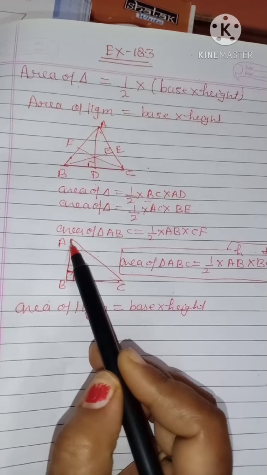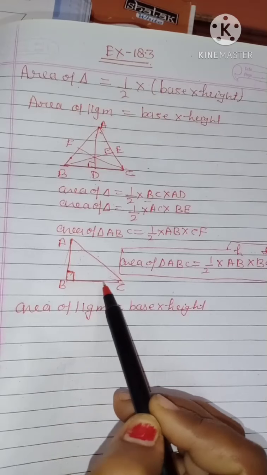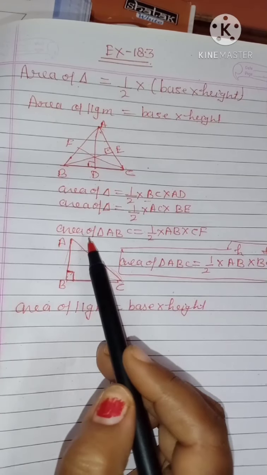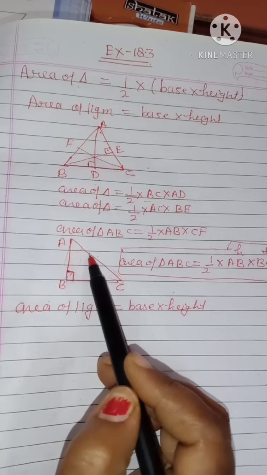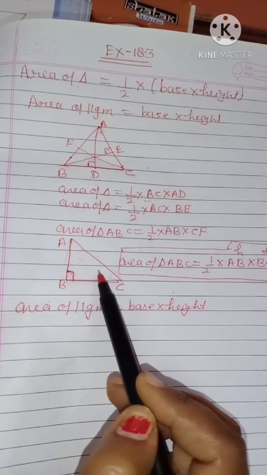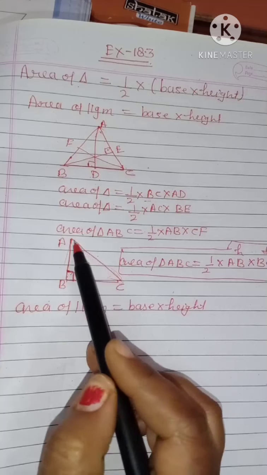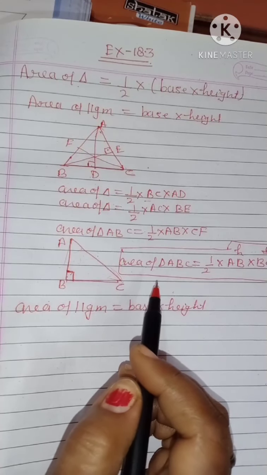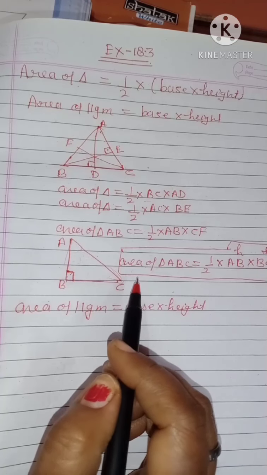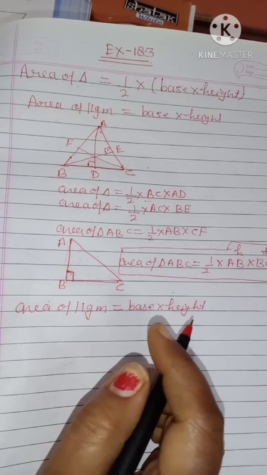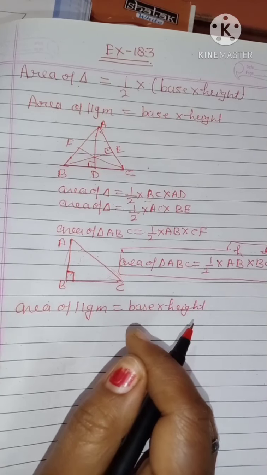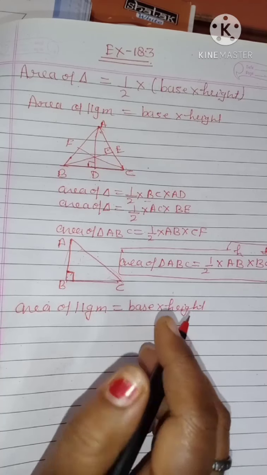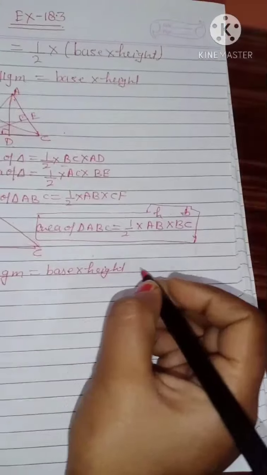Again I am repeating: perimeter means we are measuring its boundary, and area means we are calculating the region covered by that figure. The internal region covered by the figure is known as the area of the figure, whether it is a triangle, a parallelogram, or whatever it is. Now come to the area of a parallelogram.